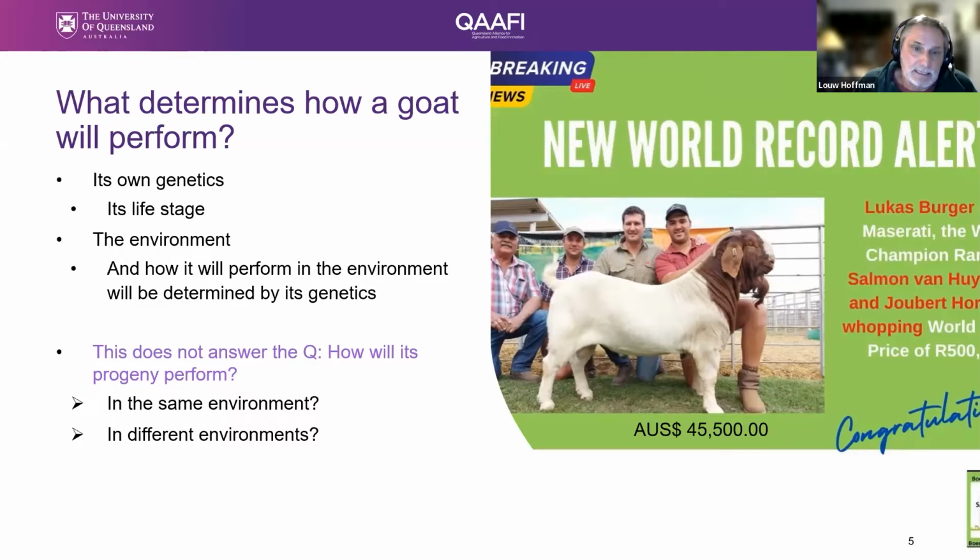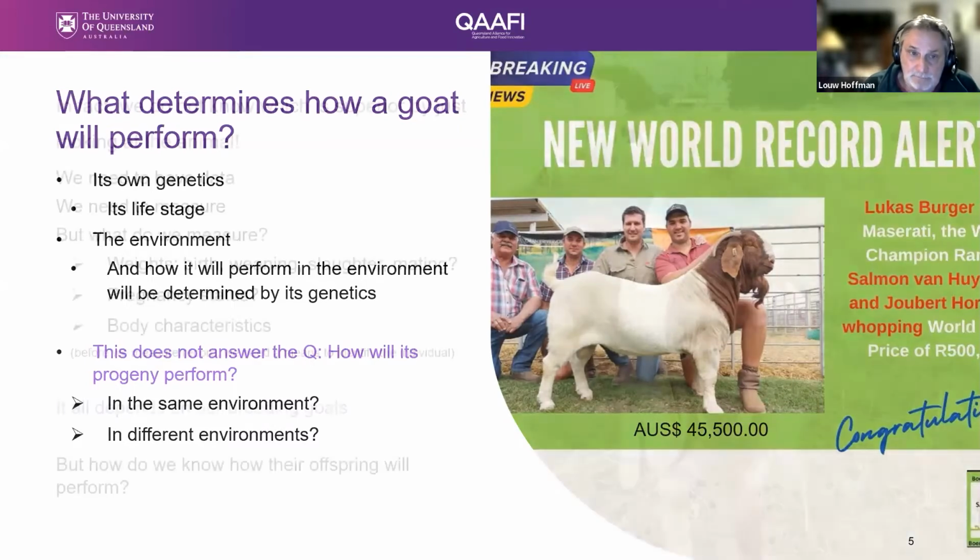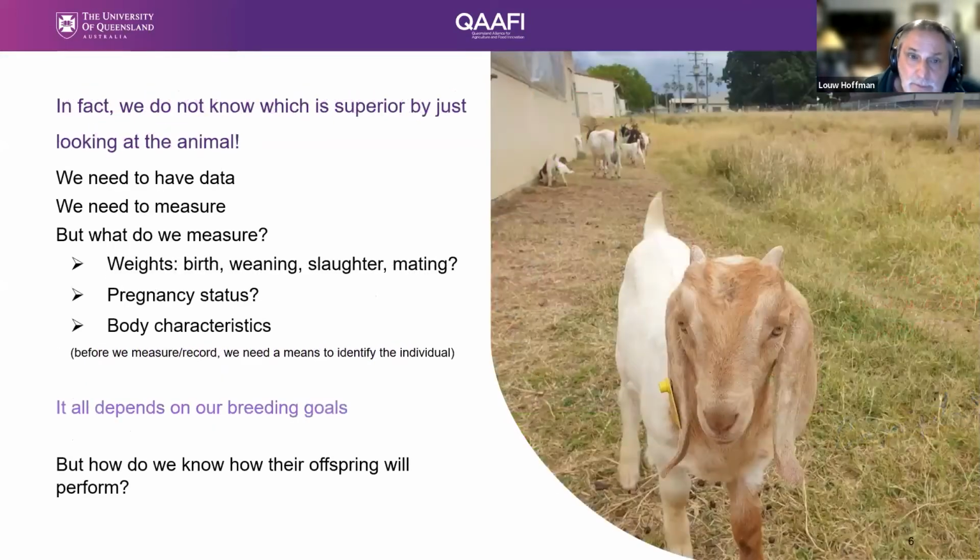But all of this doesn't answer the question: how will its progeny perform in the same environment or in different environments? In fact, we do not know which is superior by just looking at the animal. So we need data. We need to measure, but what do we measure? It's things like weight at birth, weaning, slaughter, mating, pregnancy status, body characteristics. But remember, before we measure, we need to identify the individual. So what we measure depends on our breeding goals.